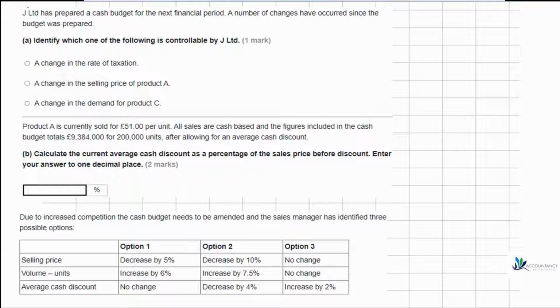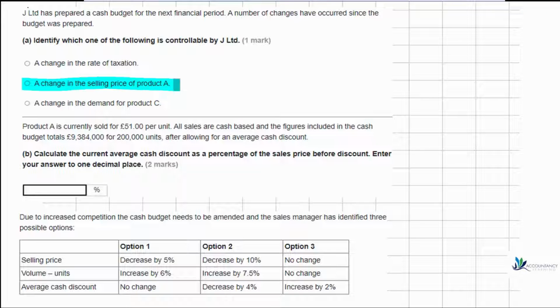And then for the third one, a change in the demand for the product. So that's not controllable by the company, is it? Because the demand depends on the customers. So of these three choices, then the selling price is the one that is the most plausible answer.